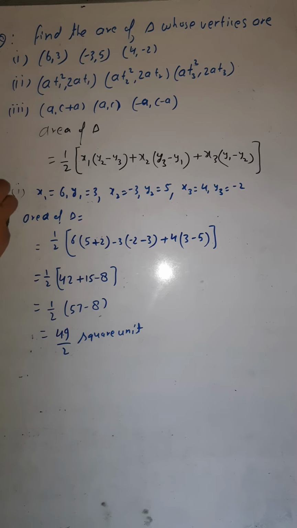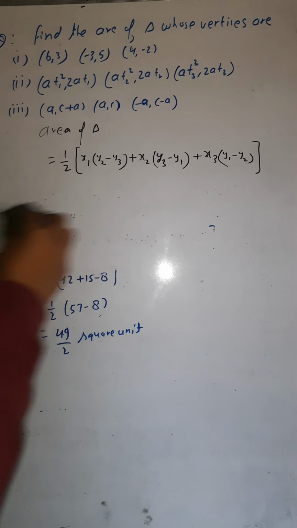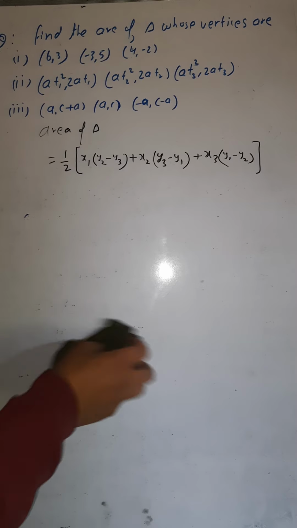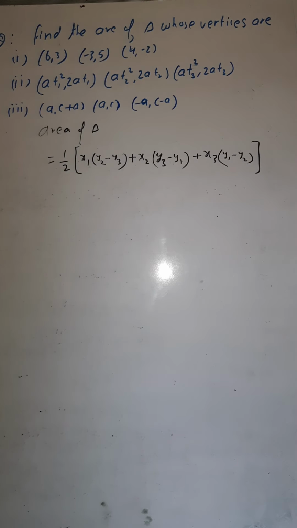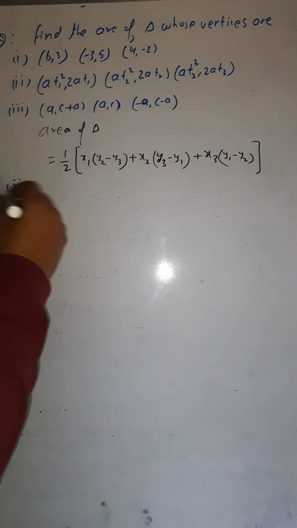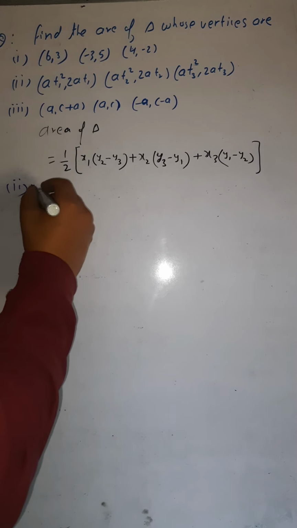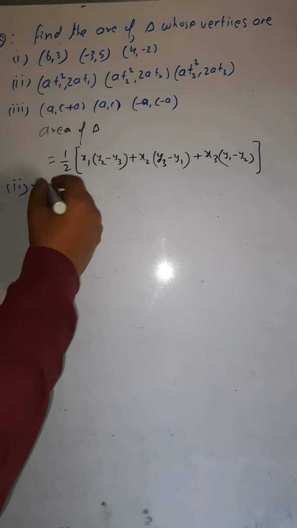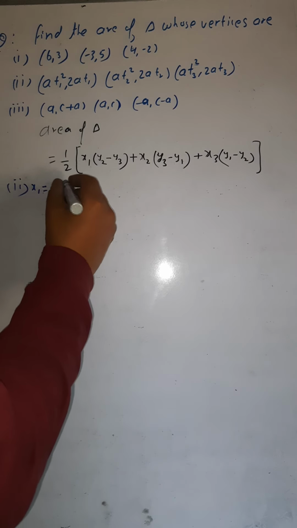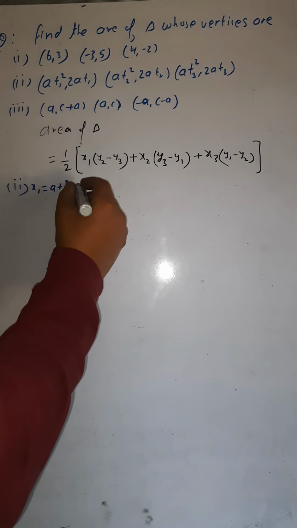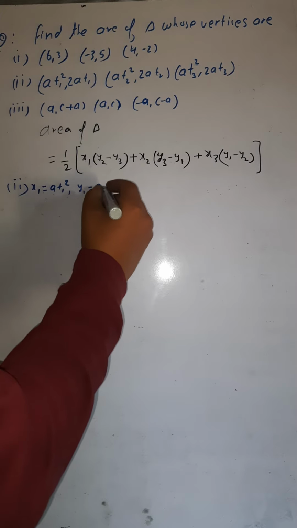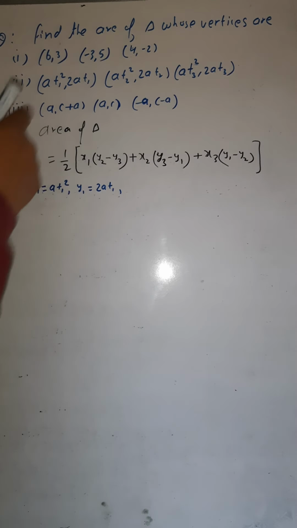First, if you have run this, let me erase this now. This formula you have to learn. Second, no choice, you have to learn. Second one is x1 y1. Let's write this x1 y1 first. x1 is a1 square, and similarly you have y1, it is 2a t1.